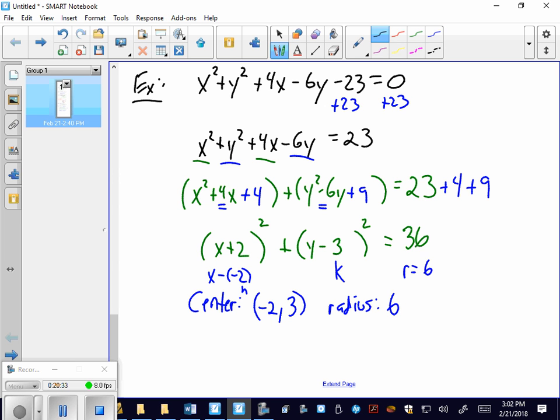All right, and that's how you would be able to solve a circle in that form if it's given to you in the general form. All right, I think that just about covers everything we need to cover with circles, so there you go.